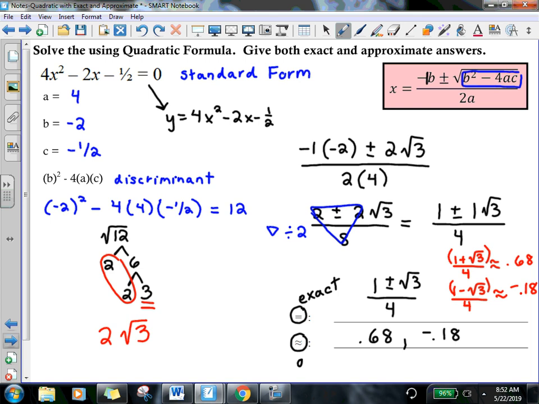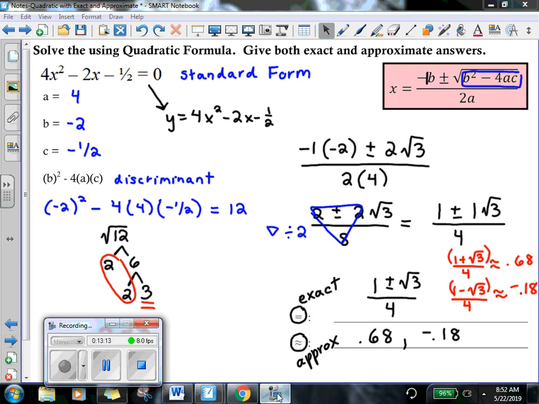So exact and approximate. So this kind of gives you a purpose for why we were simplifying radicals, and it connects back to the quadratic formula. This concludes your video on exact and approximate answers with quadratic formula.